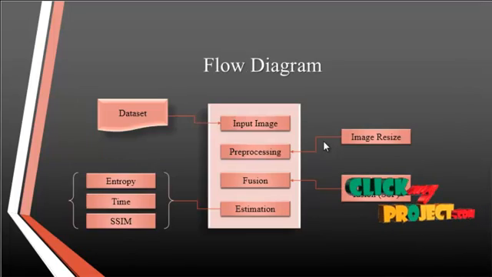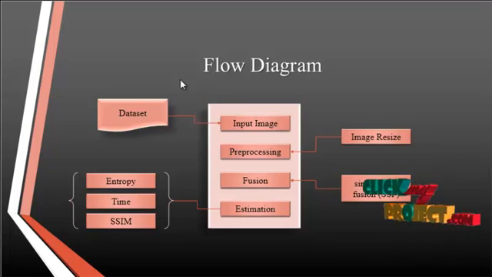Now we discuss the flow diagram for the process. This is the overall working procedure for the process. The input image is the first module. The input image is taken from the dataset. The dataset is a folder which consists of several images. After getting the input image, in this process we have to take two images as input.